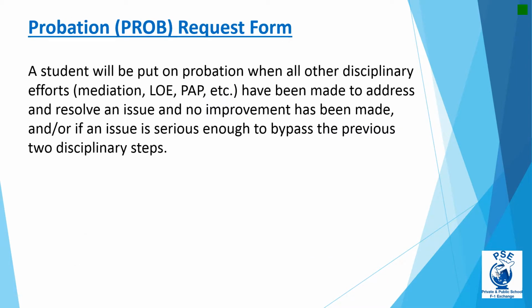A student will be put on probation when all other disciplinary efforts, for example mediation, a letter of encouragement, or positive action plan, have been made to address and resolve the issue and no improvement has been made, and/or if an issue is serious enough to bypass the previous 2 disciplinary steps. Here are some important notes.